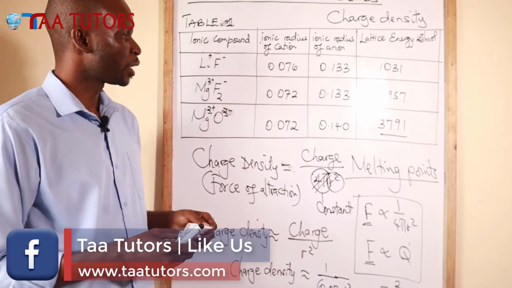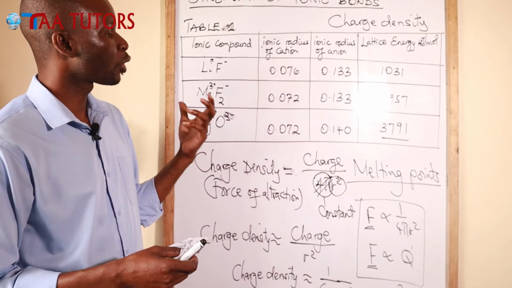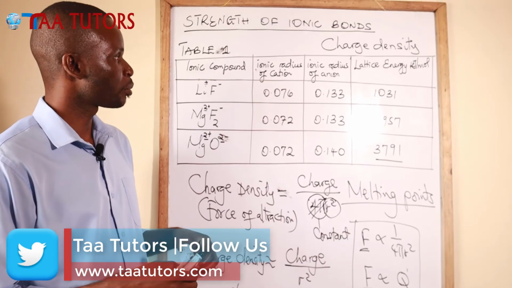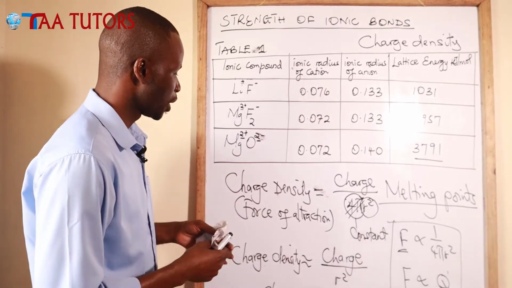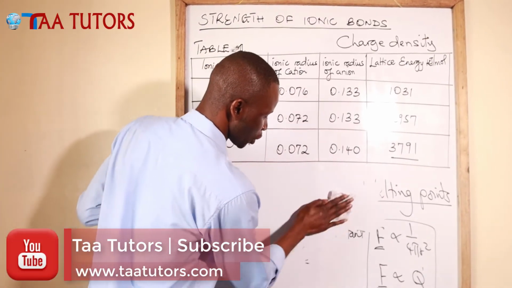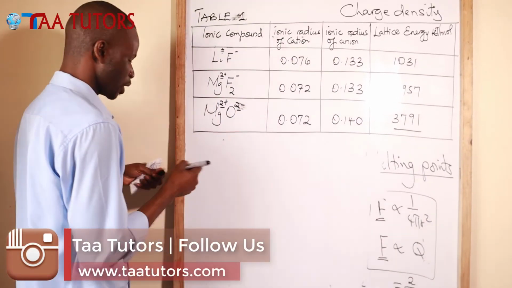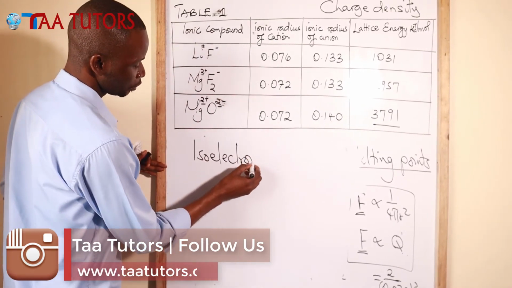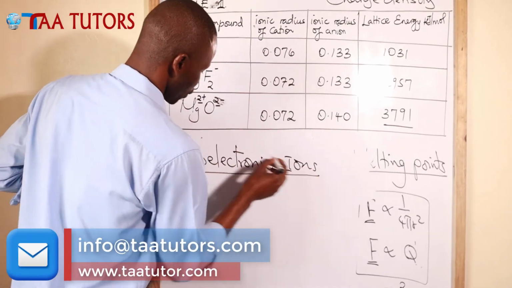Now, moving forward, I want to continue to what I call the polarization effect. Polarization effect is what I want to bring in here before we continue. But before I go to that, I want to talk about something briefly called isoelectronic ions. How do we deal with isoelectronic ions, or what are isoelectronic ions?